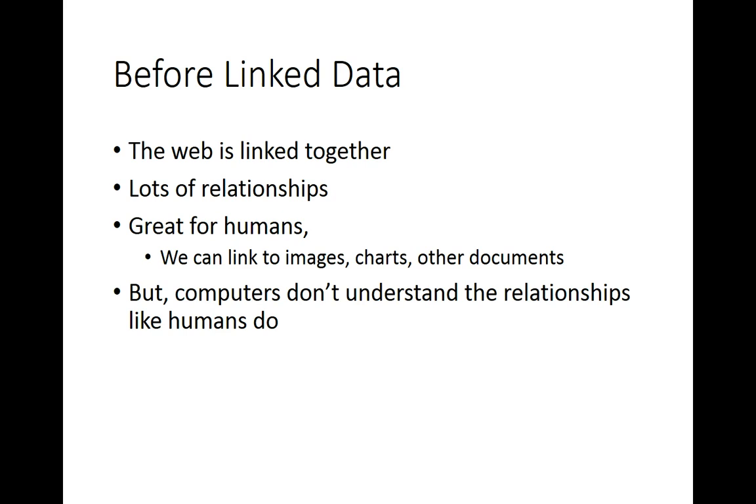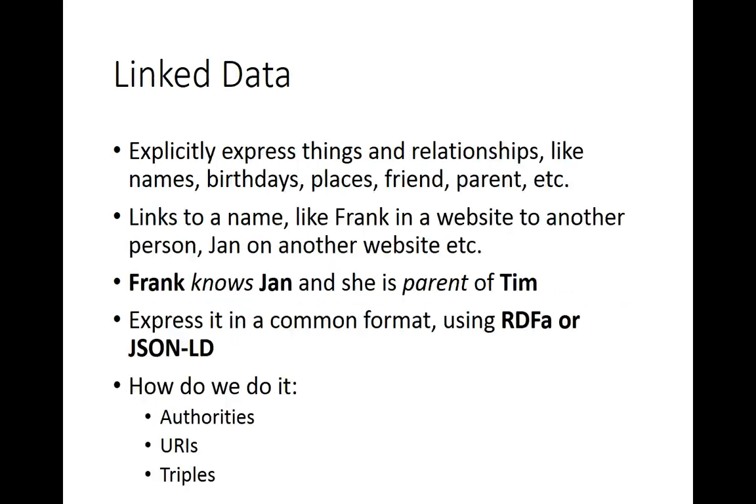So it works very easily for humans. We can understand these relationships because we're humans. We have a brain. There's a lot of inferences that humans make that we take for granted that computers cannot do. Computers are dumb, and they need to have these relationships explained to them. So that's what linked data does.